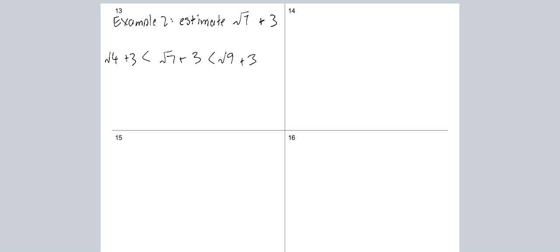This makes sense because all I'm really doing is saying root 7 was between these two. If I'm going to add 3 to root 7, I'm just going to shift everything 3 units that way, aren't I? So it's not surprising that it was originally between 2 and 3. This one is going to be between, square root of 4 is 2, so 5, and square root of 9 is 3. So 3 plus 3 is 6. So it's going to be between 5 and 6, because we just shifted everything 3 units.